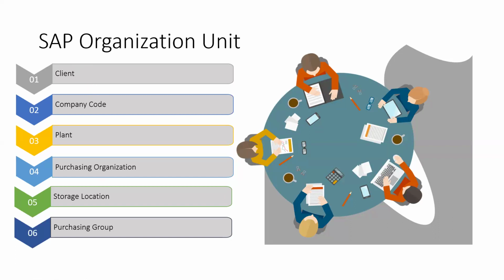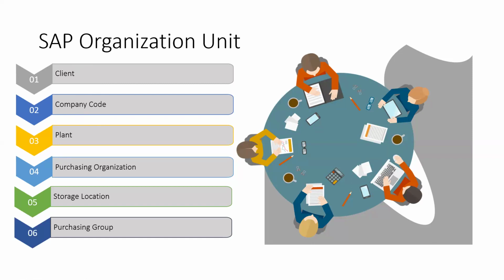This is the hierarchy. First, it is a client. Second, it is a company code. Third, it is a plant. Fourth, it is a purchase organization. The place of the purchase organization is not fixed. It can be under client, under company code, or under plant. It depends upon the type of purchase organization you have opted.